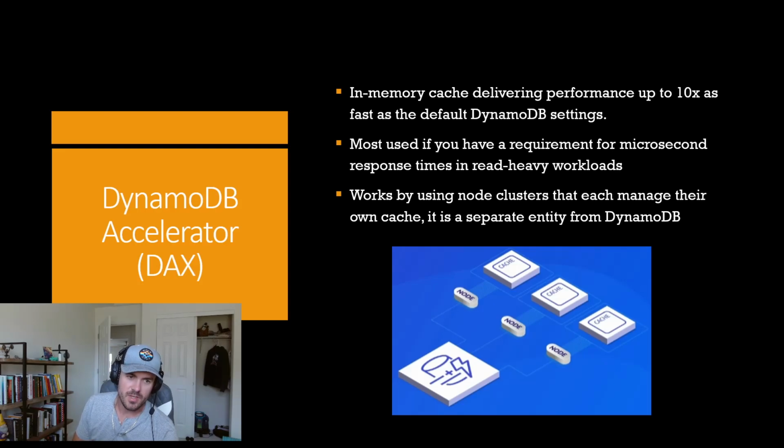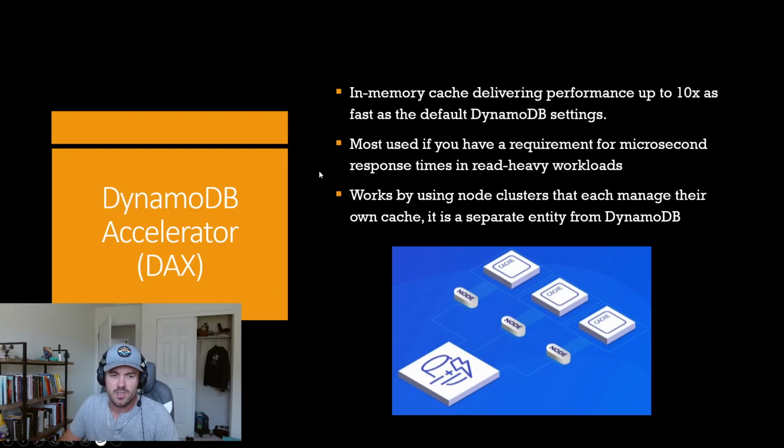All right, DynamoDB Accelerator, otherwise known as DAX. It is an in-memory cache delivering performance up to 10 times as fast as the default DynamoDB settings. It's mostly used if you have a requirement for microsecond response time and very read-heavy workloads. It works by using node clusters that each manage their own cache. Technically, it's a separate entity from DynamoDB. So you have your DynamoDB tables, and then you'll also have your accelerator that's caching things. Right here you have the accelerator communicating, pushing things to the nodes, and the nodes are over here managing each of their own caches.